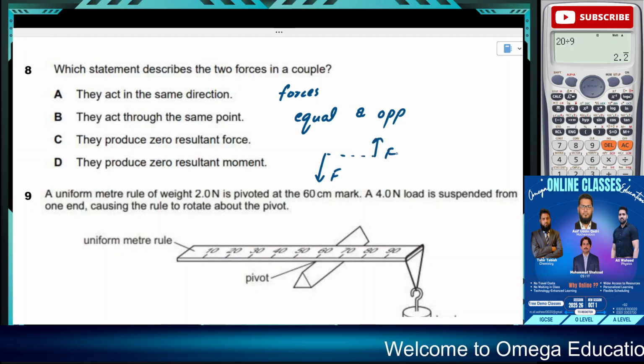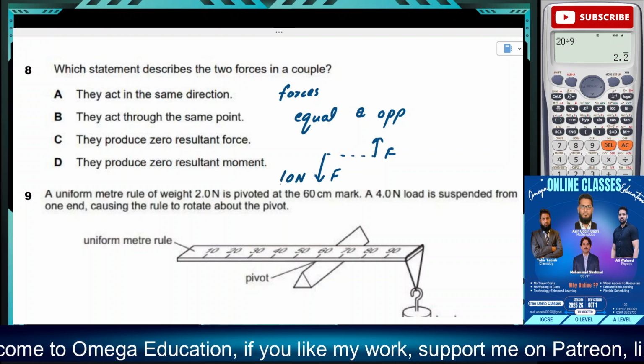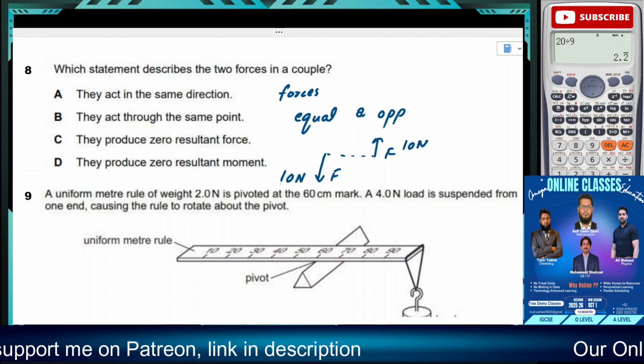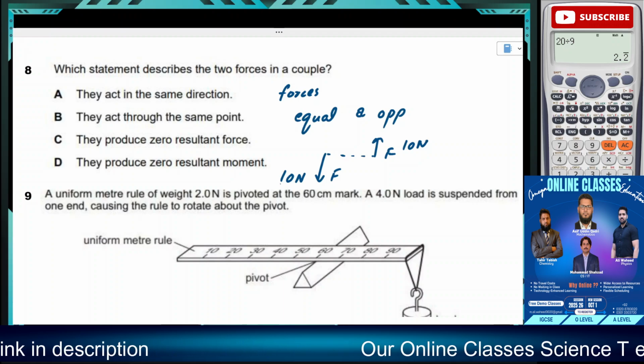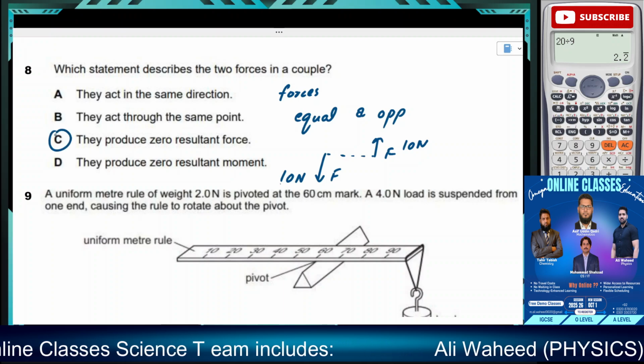Now what is the resultant of these two forces? Well, if this one is 10 Newton downward, then the other has to be 10 Newton upward. Only then they can form a couple. Now what is the resultant force? 0, because these two would cancel out each other. So C is the right answer.